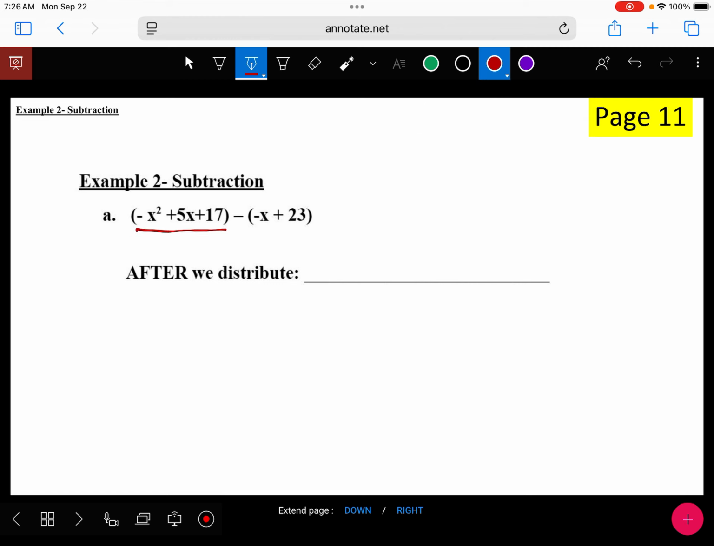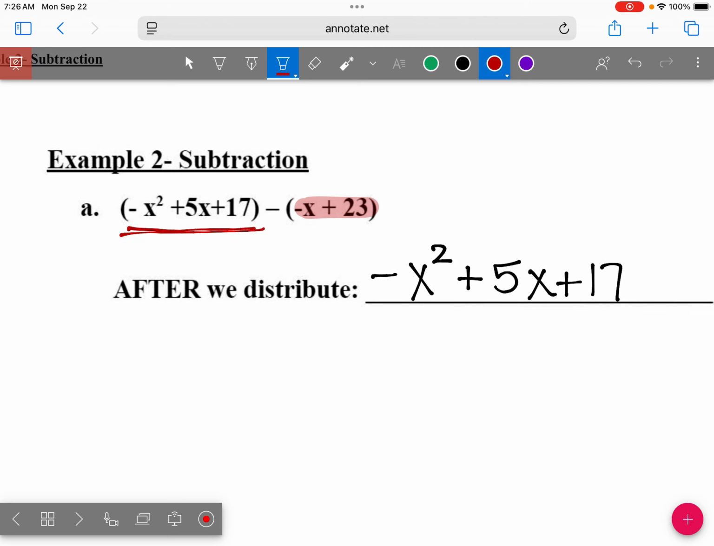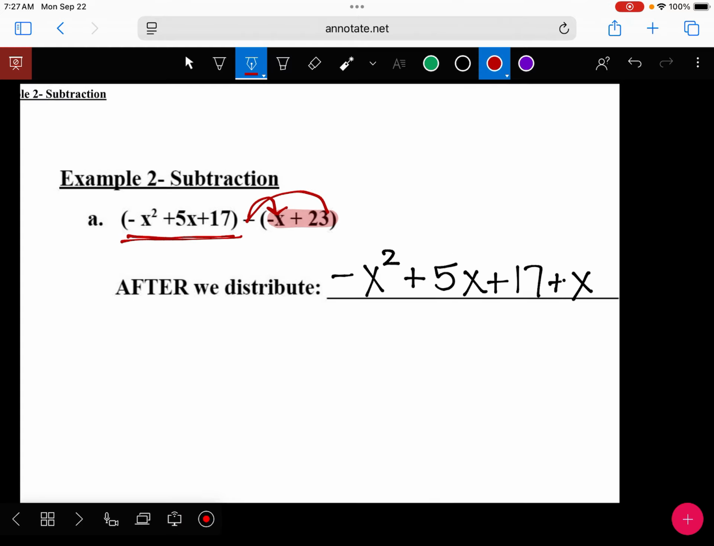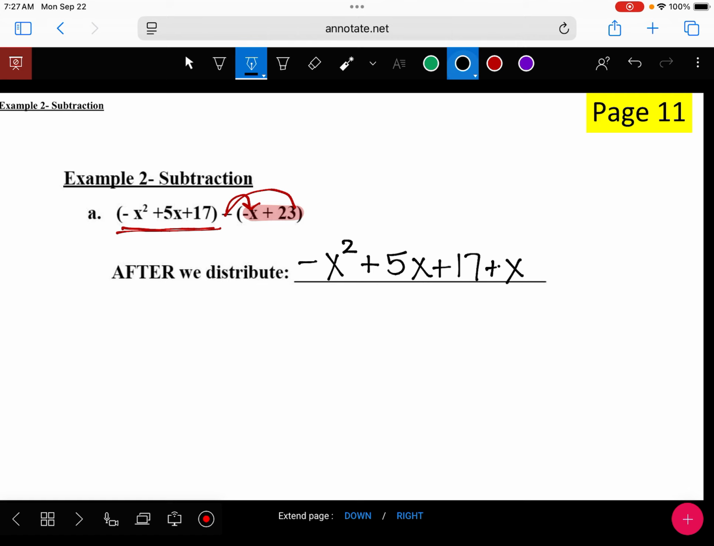So this does not change. I'm going to just rewrite that on my blank: negative x squared plus 5x plus 17. But everything in this second parentheses gets a sign change when you distribute the negative. So a negative times a negative is going to make that x flip to a positive x. And then a negative times a positive is going to change that to a negative 23.